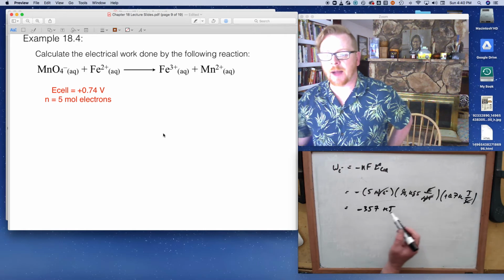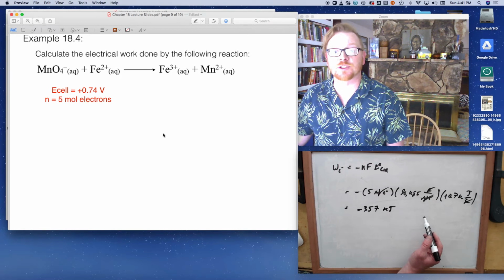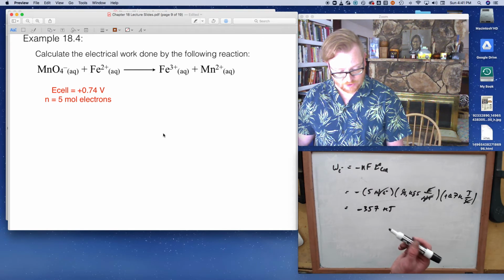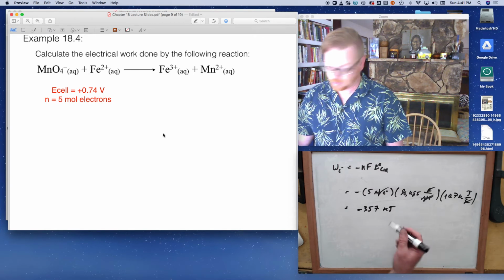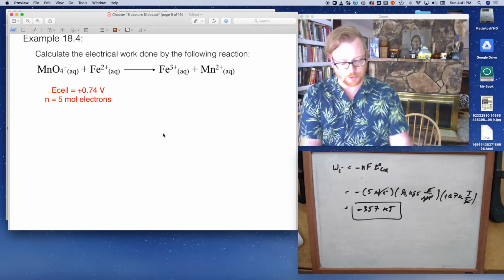So I skipped a step here. So you'll get negative 357,000 joules. Divide by 1,000 and you get to kilojoules. Okay? So that's quite a bit of energy that this thing can do.